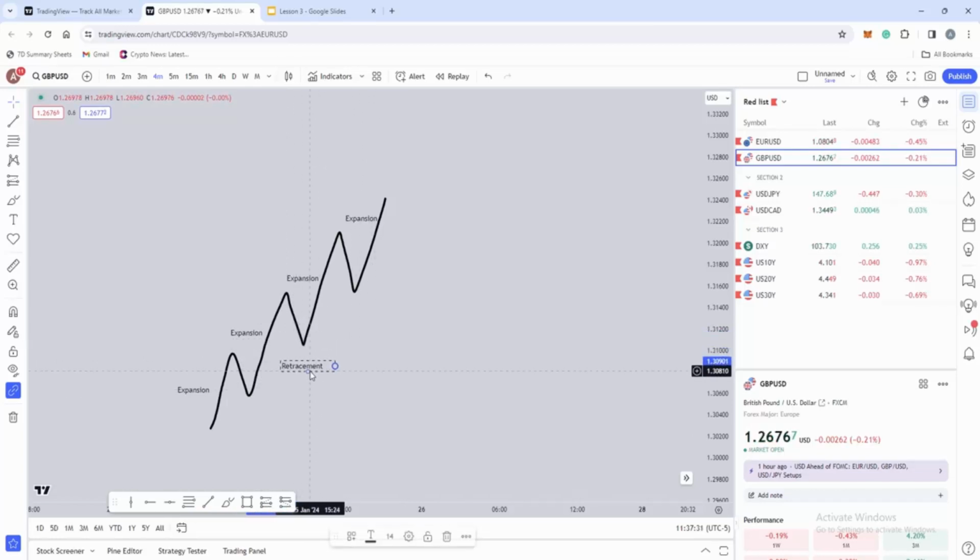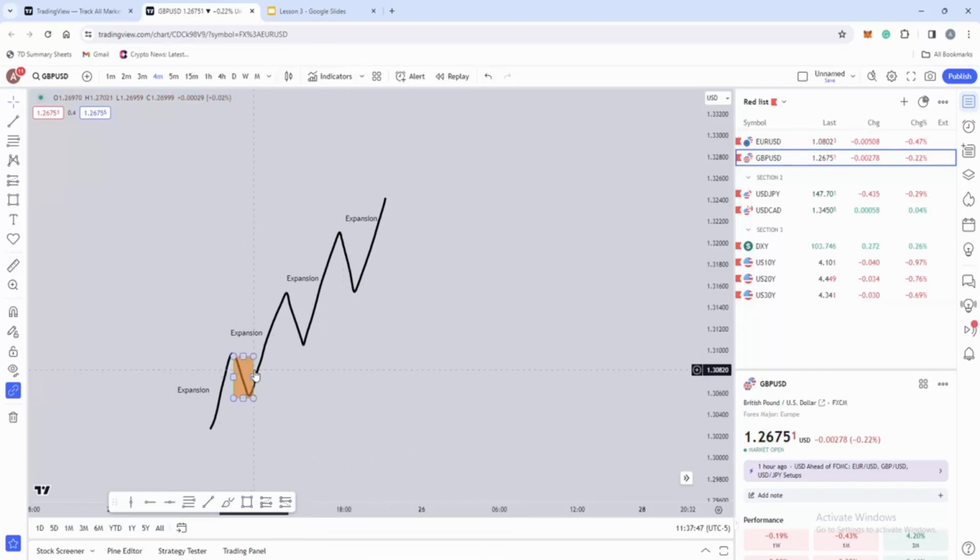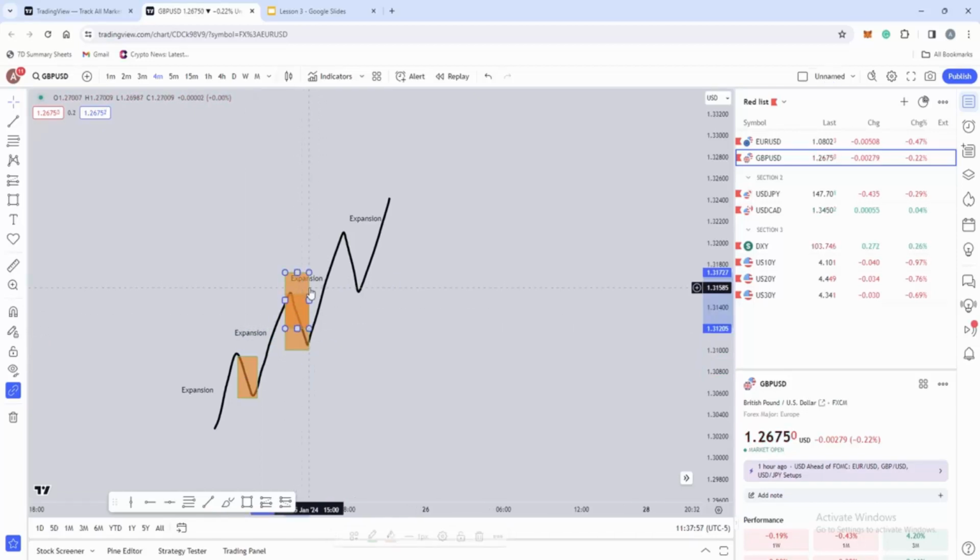I think it's not fitting. You know what? I'm gonna highlight the retracement instead to make it more clear. Change this ugly green color, make it yellow or orange. Yeah, orange is nice. Retracement here, retracement here, and retracement here.